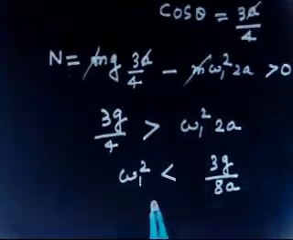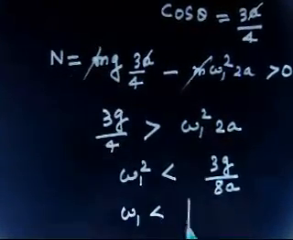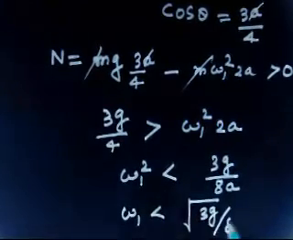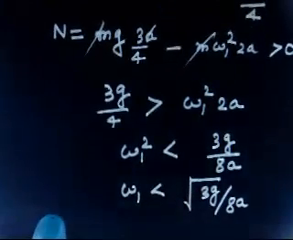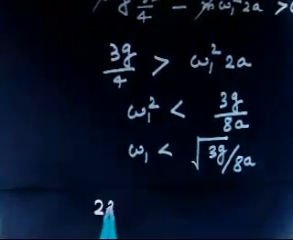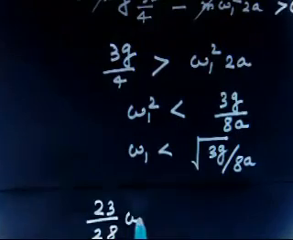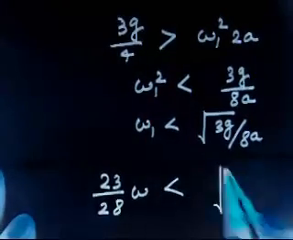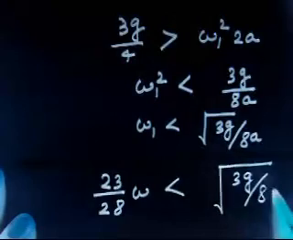And omega 1 should be less than under root 3g by 8a. And omega 1 is nothing but, you see in the previous slide we have discussed, omega 1 is equal to 23 by 28 omega. So if I plug that value, omega 1 is 23 by 28 omega, should be less than under root 3g by 8a.